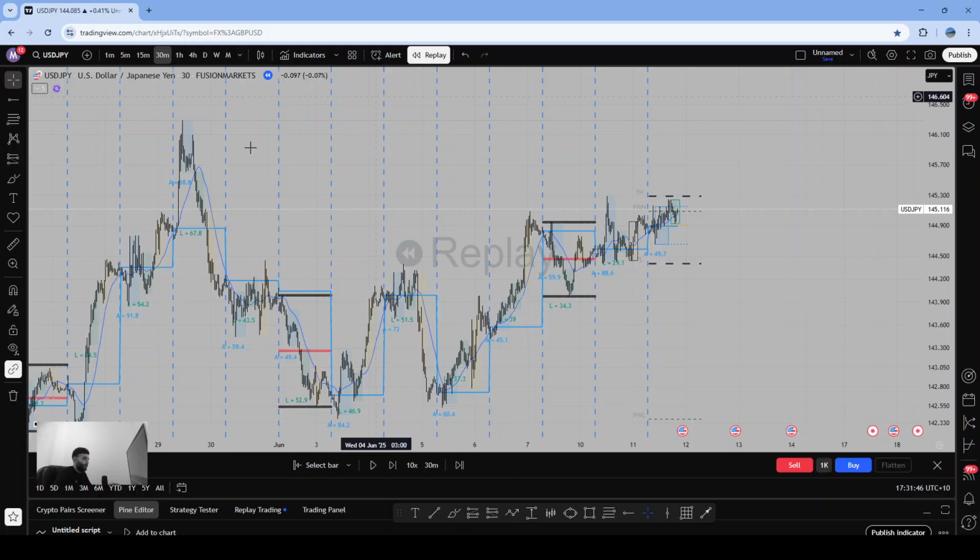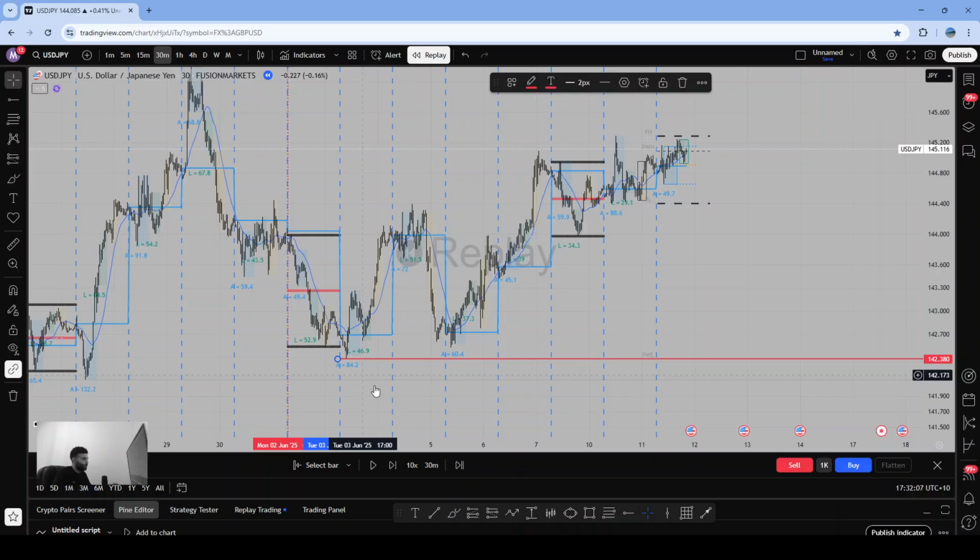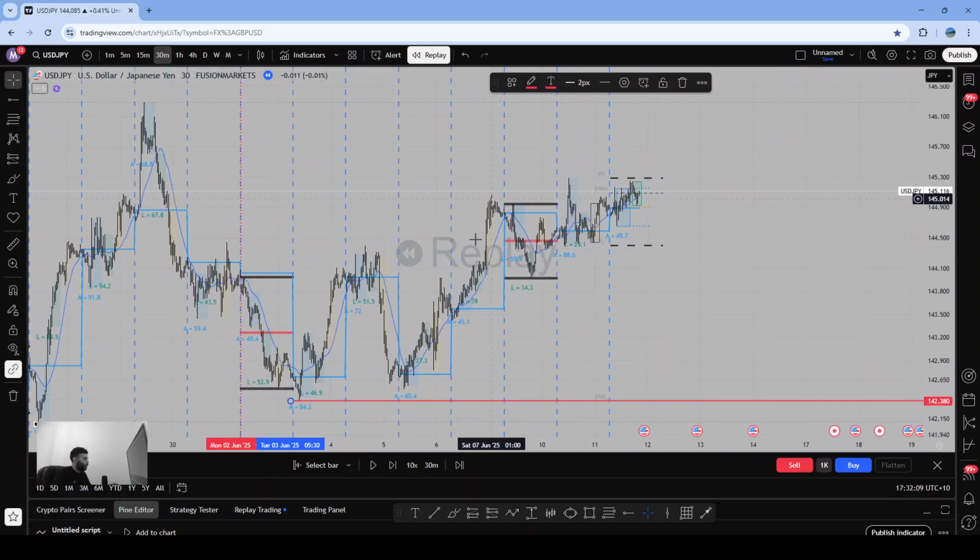So I'm going to be using USD JPY as an example because this week it's set up perfect. So first of all, we need to know where we are in the month. So this is the end of May and this is the beginning of June. This is the beginning of a new month. And we also can see we have a low of month here. So that's the low of June. And we were at the high of the month.